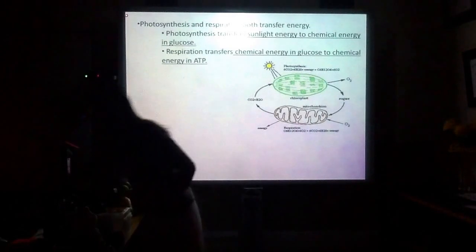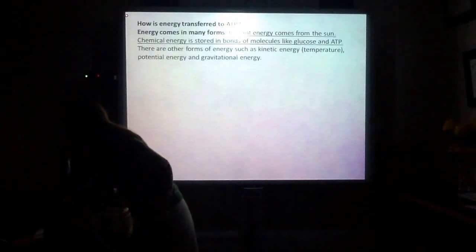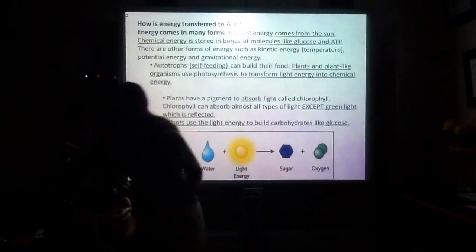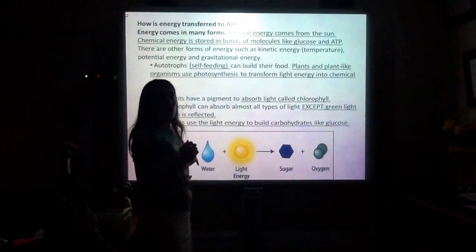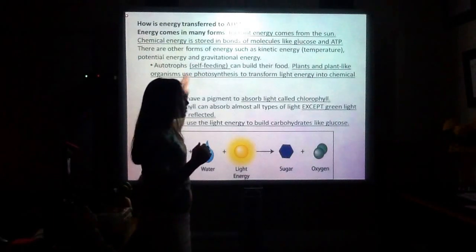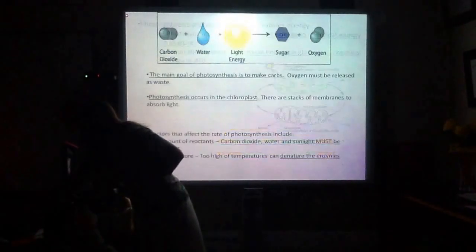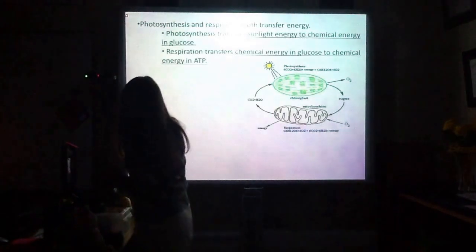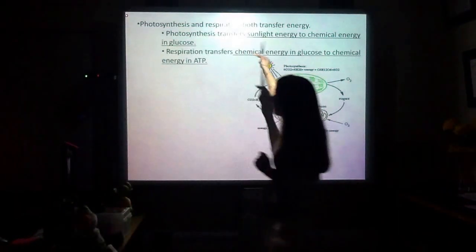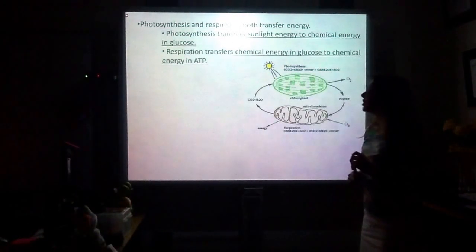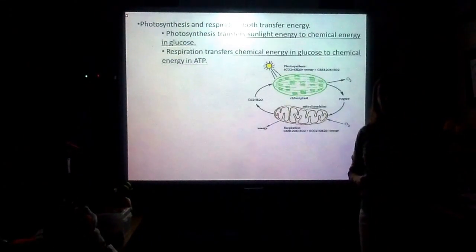As we finish up, we want to see how photosynthesis and respiration are similar. Now pause for a second because you do need to have this equation memorized. So please make sure that you memorize your photosynthesis equation and practice some of this new vocabulary. Okay, we're on our last slide, about how photosynthesis and respiration both transfer energy.